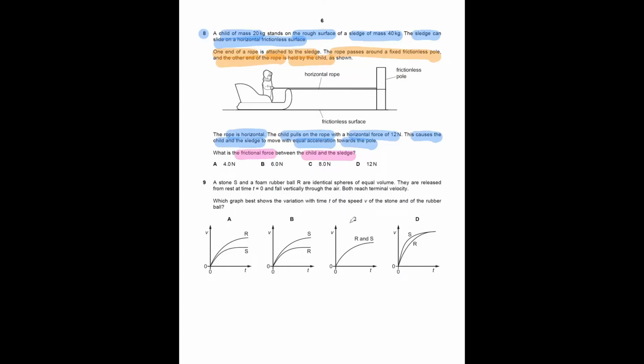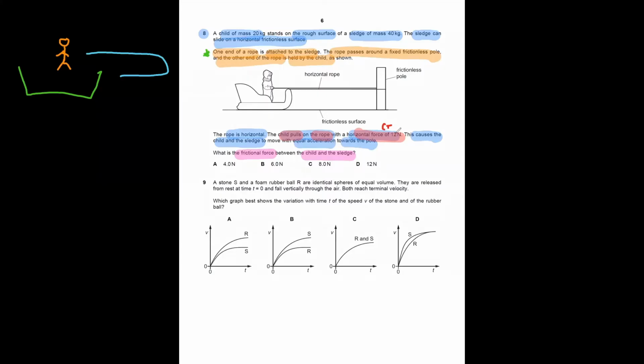Now, for our current case, it will probably be better to separate out the diagram into 3 separate parts. So we have the child right over here, and then we have the sledge right over here. And lastly, we have the rope. One end is attached to the child, one end is attached to the sledge, as mentioned by this part of your question right over here. Okay. Now from there, it was further mentioned that the child pulls on the rope with a horizontal force of 12 Newton.